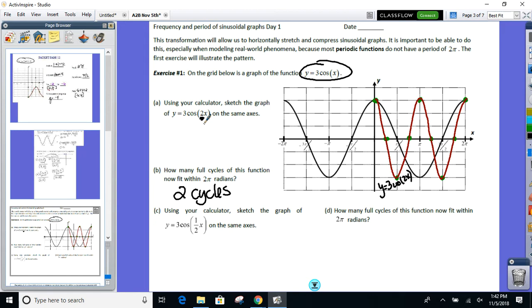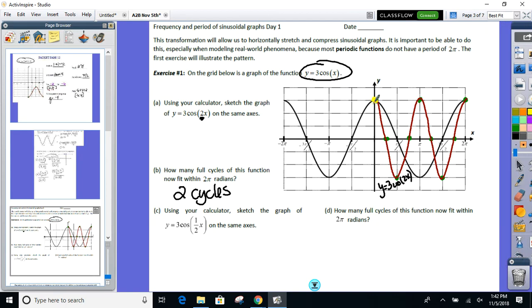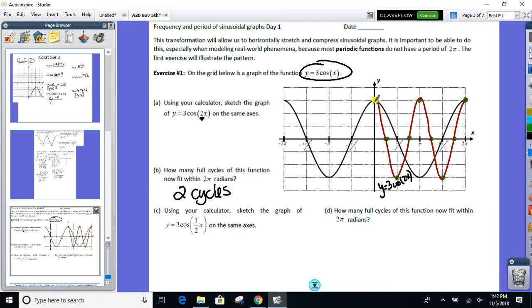Now we're going to graph a third and final one, but now I'm going to put 1/2 there instead of a 2. Here's what this graph looks like. Everyone ready? The first point is the maximum still at 3. At pi, it's 0. I don't know what the value is at pi over 2. It doesn't matter. But I know at pi, it's 0. And at 2 pi, it goes to its minimum, negative 3.